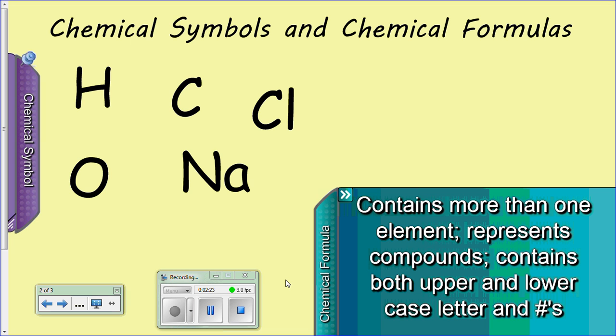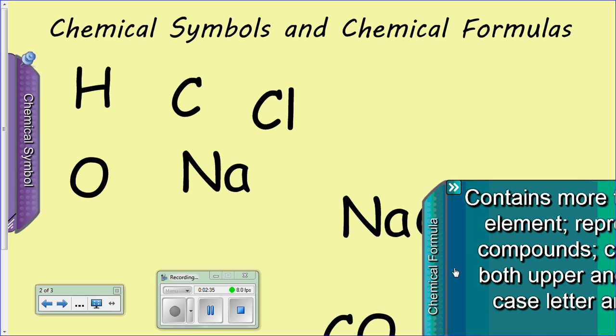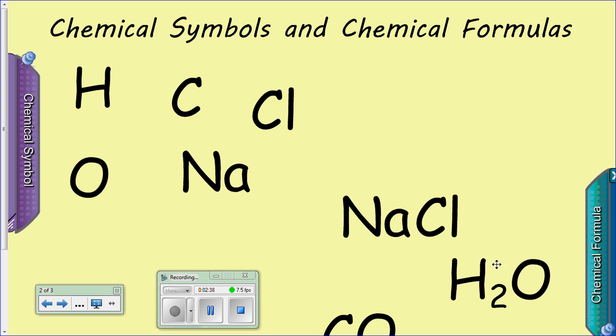A chemical formula contains more than one element. It represents a compound. A chemical formula contains both upper and lowercase letters and numbers. Some examples include salt, NaCl. Capital N, lowercase a represents sodium. Capital C, lowercase l represents chlorine. When they are chemically bonded together, they become sodium chloride, which is also known as salt.